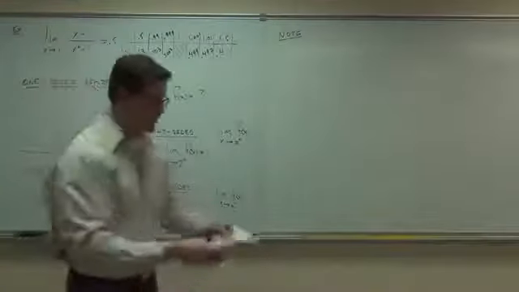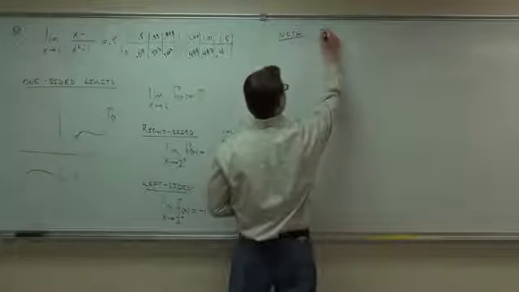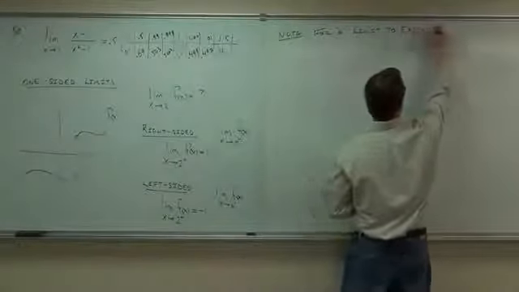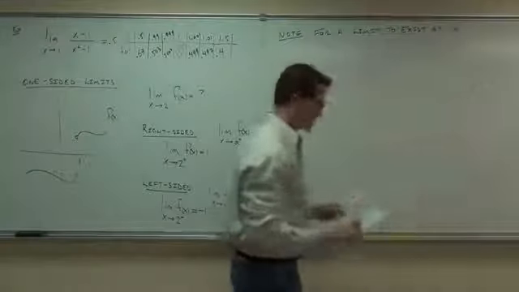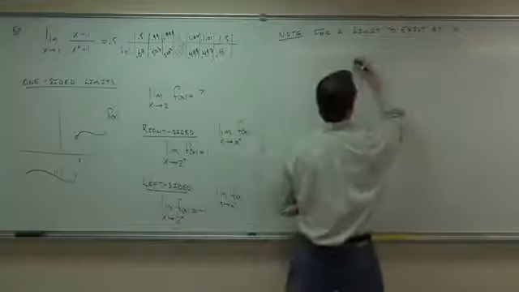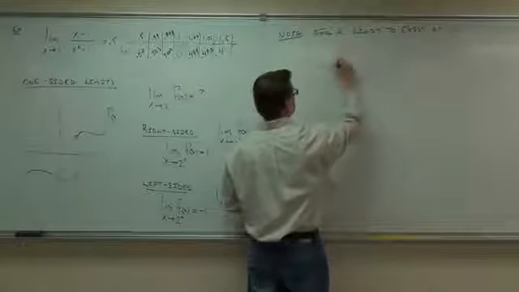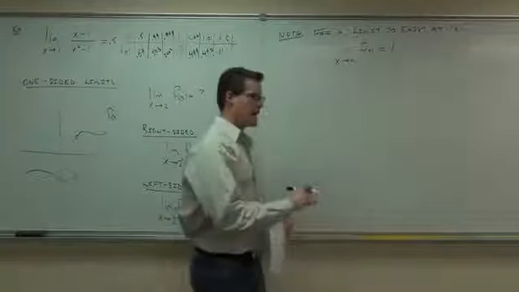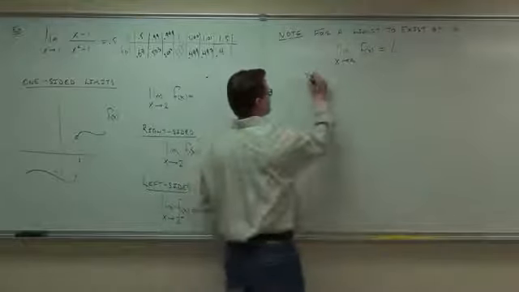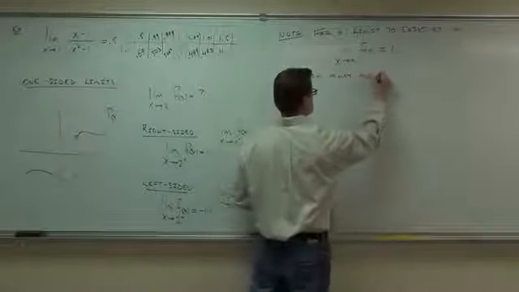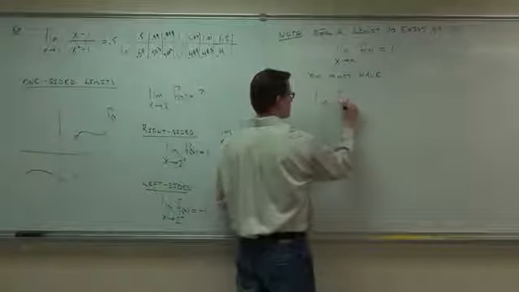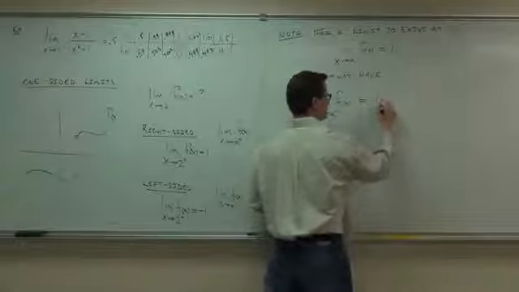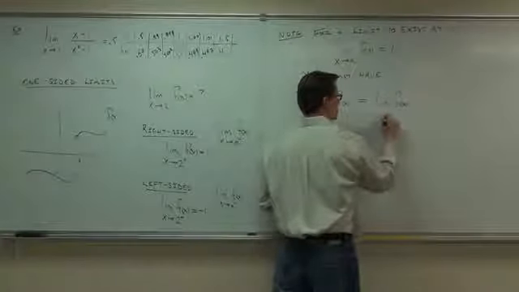So if it's not going to the same thing, that limit doesn't exist. So let me write that out for you and I'll explain it. For a limit to exist at a point, we'll call it A, in other words, for you to be able to say the limit as x approaches A is some number, you must have this: the limit of f of x as x approaches A from the left must be equal to the limit of f of x as x approaches A from the right.